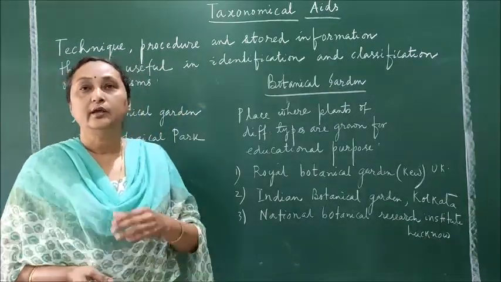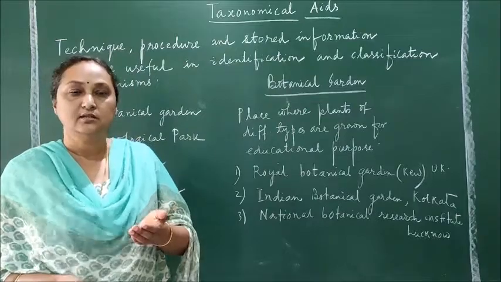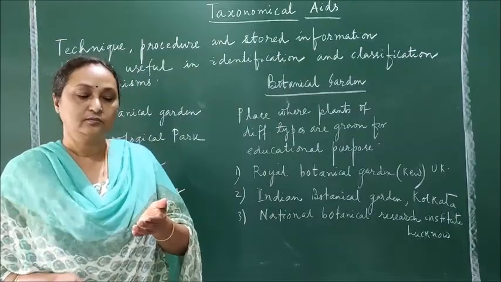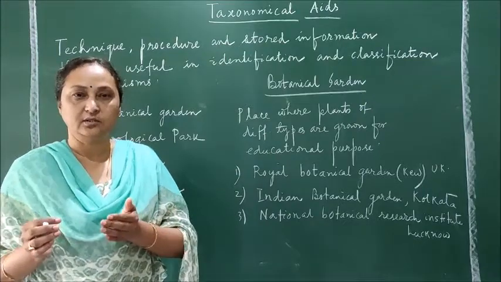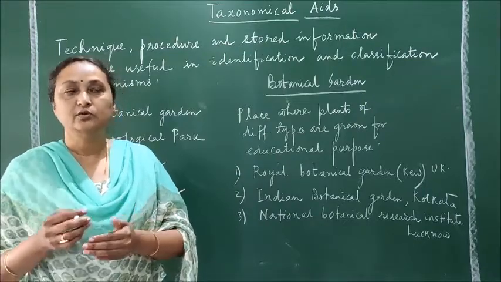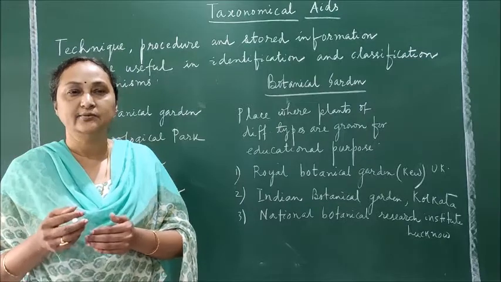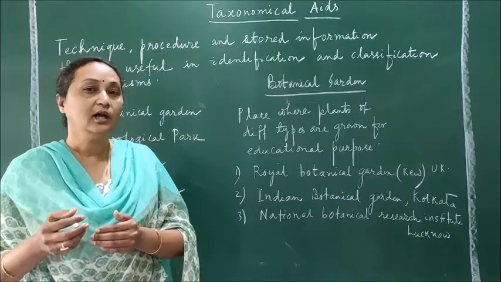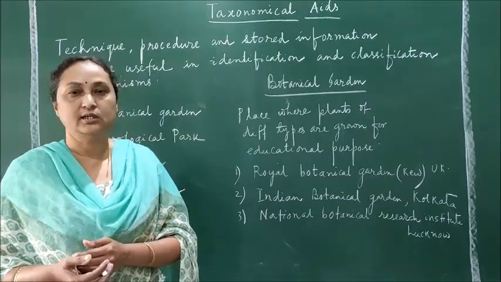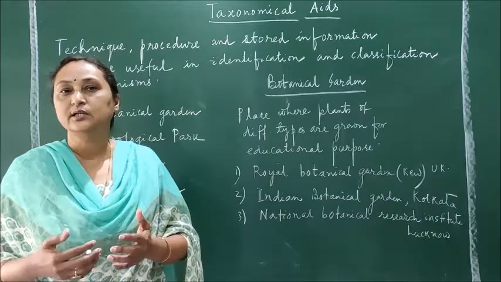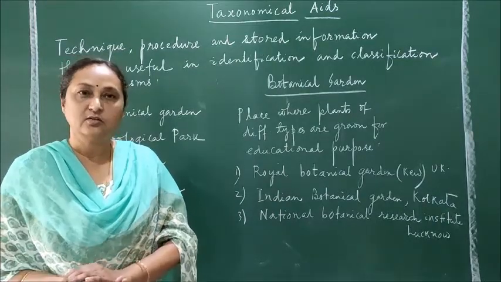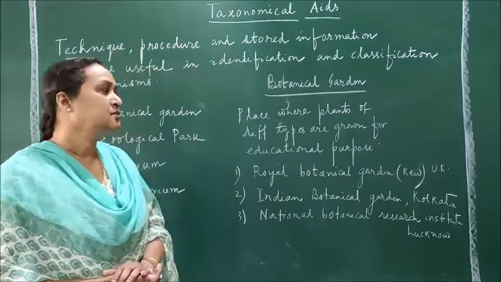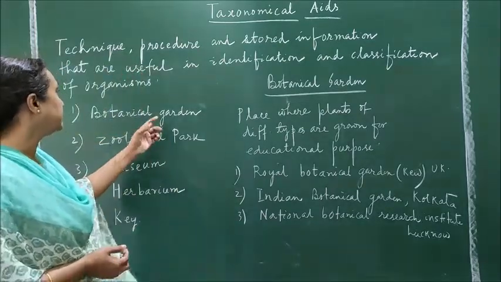Alright. So the aids. What is the meaning of the aids? Aids means tools or all the techniques which are helping in any process. And taxonomy, all of you know the taxonomy, so that is the identification, naming and classification of organisms. So all the tools we are using which are helping in the process of taxonomy, that is called taxonomical aids.